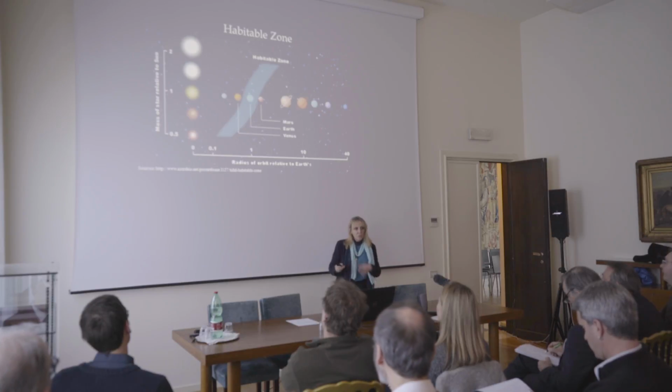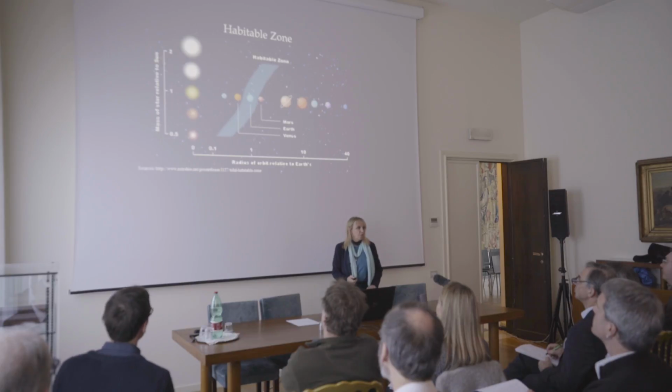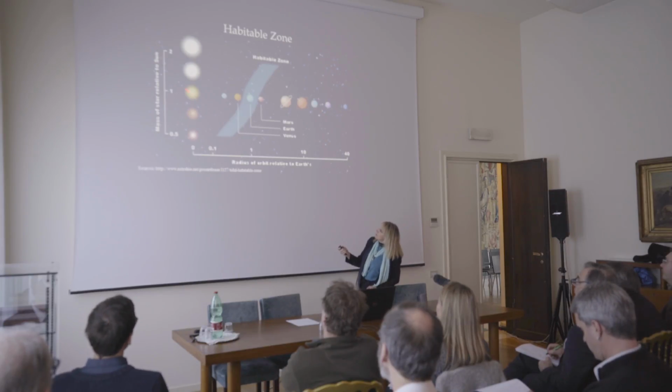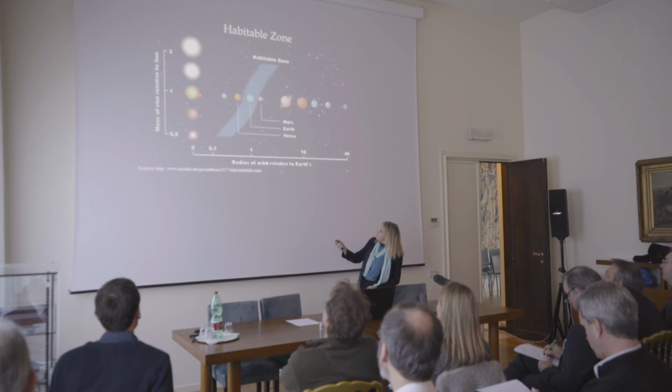This is the reason why astronomers have defined what they call the habitable zone. If you take the solar system here, this is our Sun, and this is the distance with respect to our Sun.